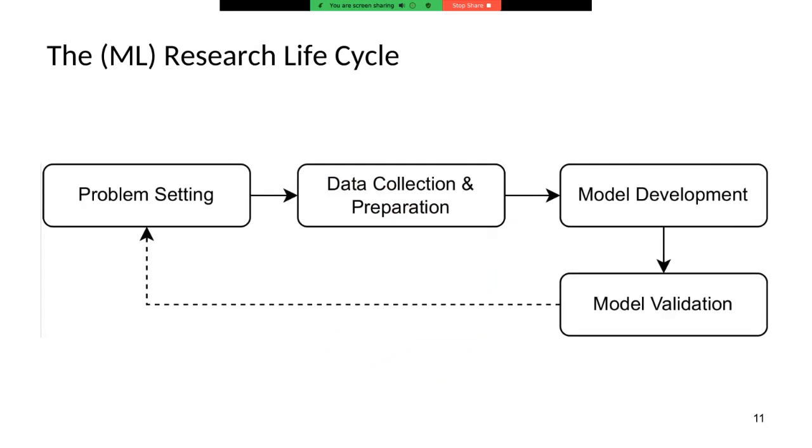Now, in this talk, I'm going to build on what I call the ML research lifecycle. In an ML research lifecycle, extremely simplified, we have a problem setting: which problem do we want to solve? We have a data collection and data preparation phase, where you have to acquire the data and prepare it. Then we have a model development phase, where we experiment with different models. And finally, a model validation phase. Then we go back and iterate. And in industry, you typically also have model deployment, which we don't usually have in research.